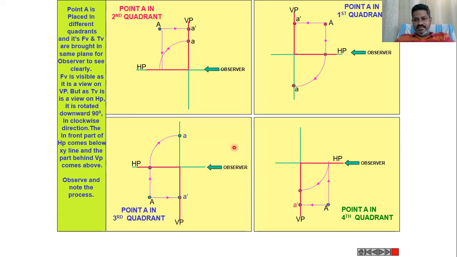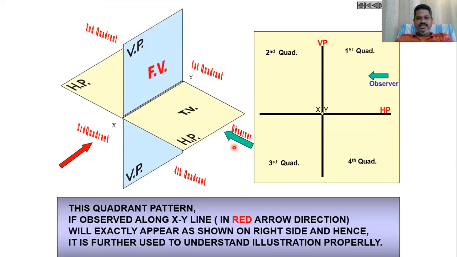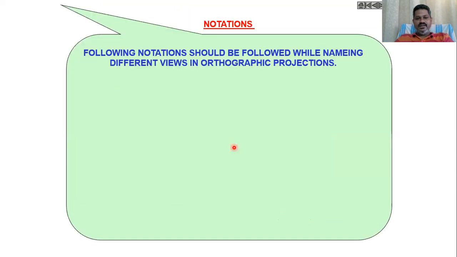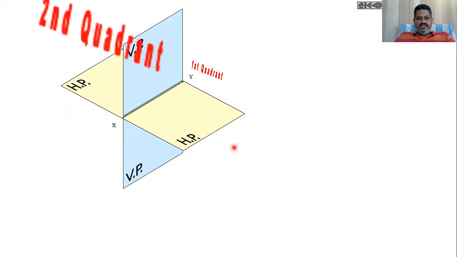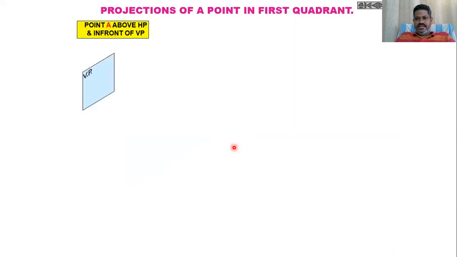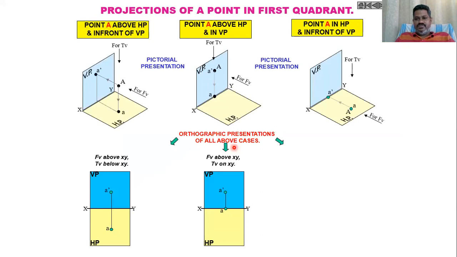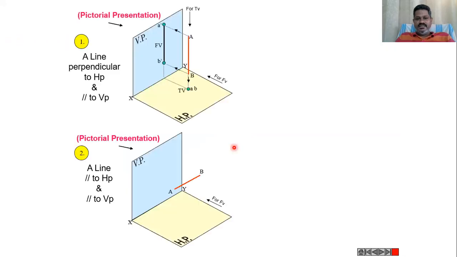Then we have seen the representation of the points in different coordinates and how the point looks. That also we have seen in this session. Then the representation of the first, second, and third quadrant, how it looks, that also we have seen. So in this session, we have covered all these different cases in the projections of points and projections of lines.